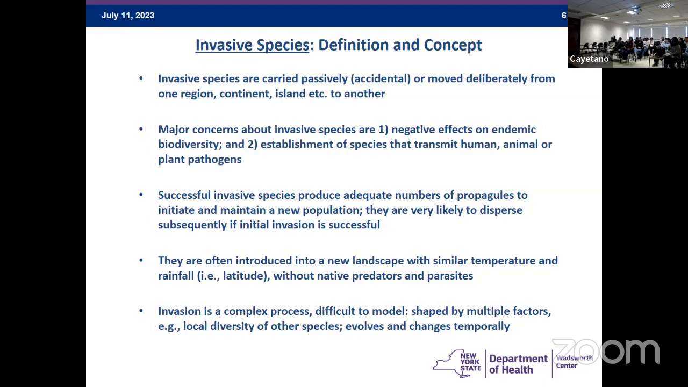But the other thing to remember is once you've introduced something, it just keeps changing over time. It never remains static. None of these things are static. They're all changing. Their distributions keep moving, which is fascinating, but it's more challenging to keep up with them.